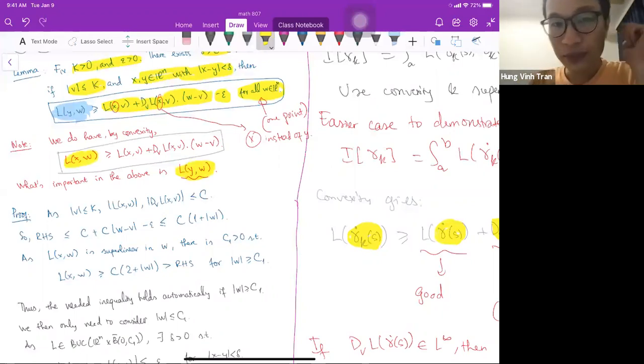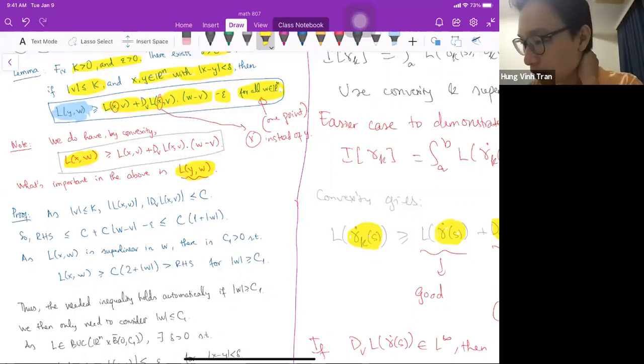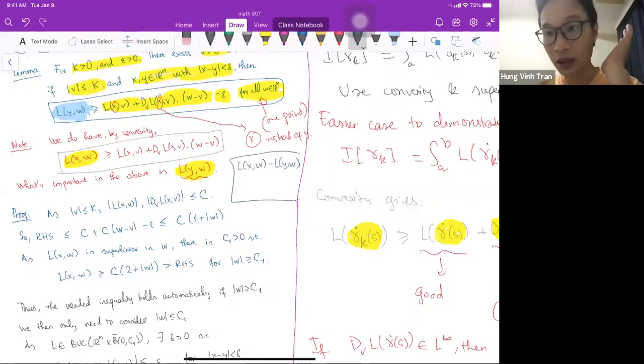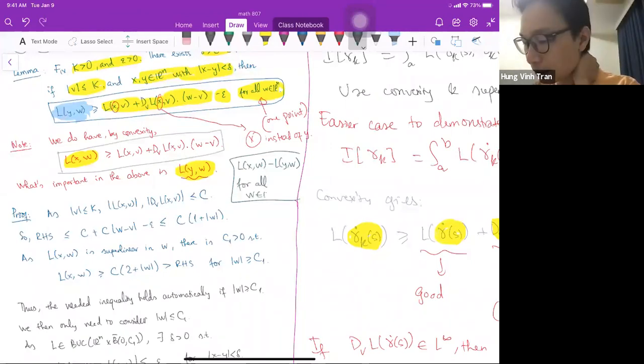If w were bounded, right? If w were bounded, then we would be able to use the uniform continuity of L in Rn cross B(0,R) to conclude, right? But to compare L_x(w) and L_y(w), this is for all w, okay? Maybe let me put a little box here. So clearly we need to compare L_x(w) and L_y(w). This is not just for w bounded, but we need to compare that for all w in Rn.